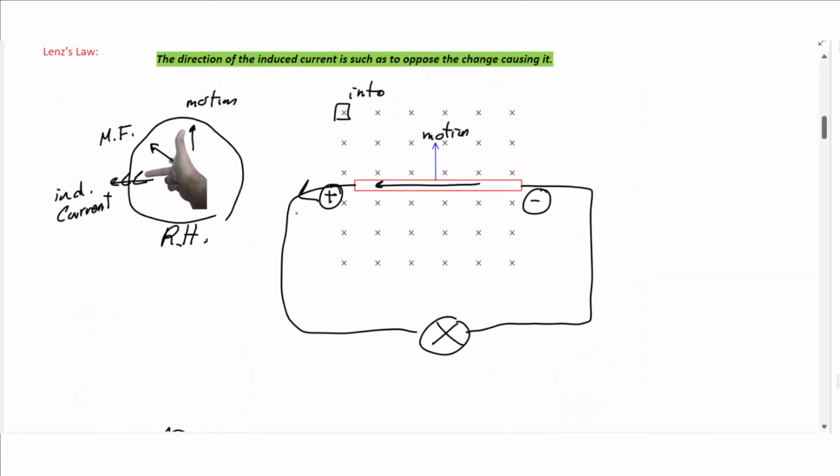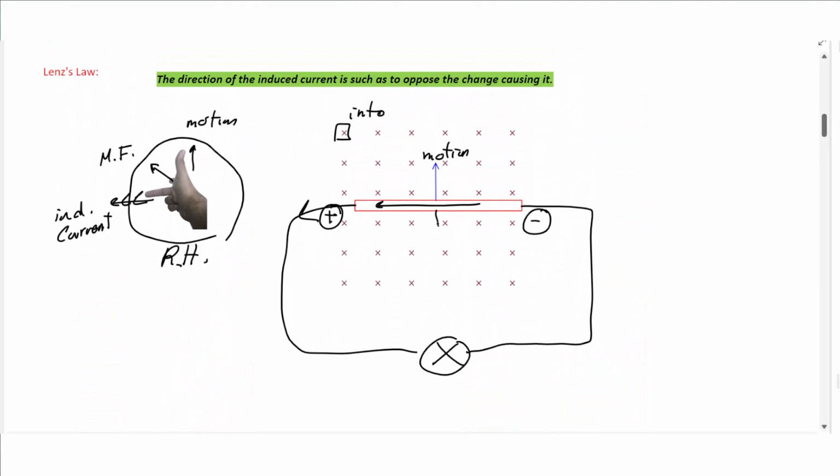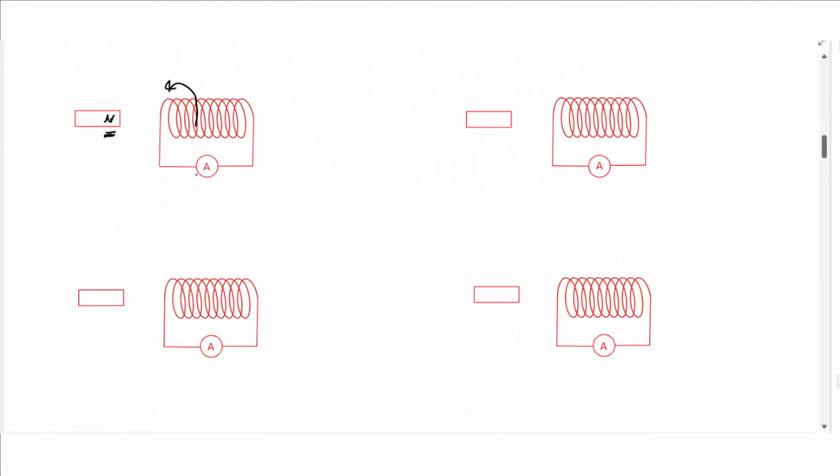So in this case, the induced current will create a force downwards. If you are moving upwards, there will be a force against your motion. If you move downwards, there will be a force upwards against your motion. Again, if you bring a north pole towards a coil, the current in the coil will create a north pole in its face to repel it. If you move a north pole away from the coil, the current will be reversed to create a south pole to attract it, to prevent it from moving away. It's always opposing the motion.